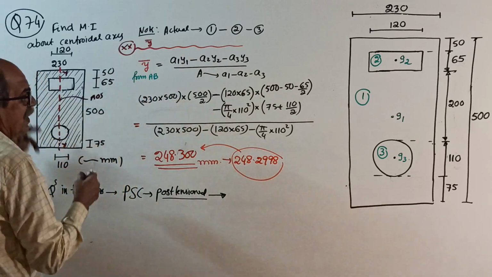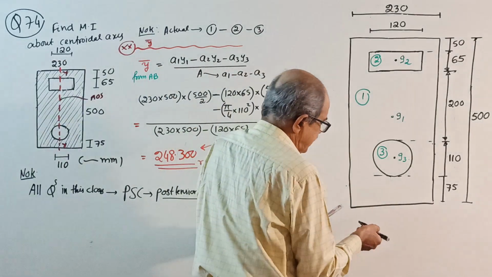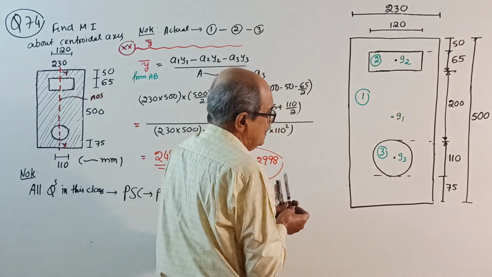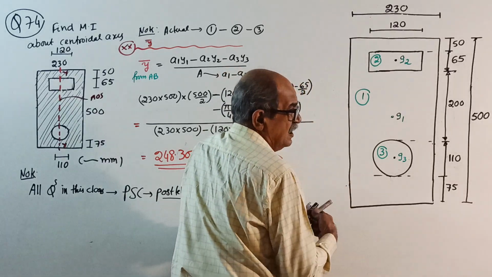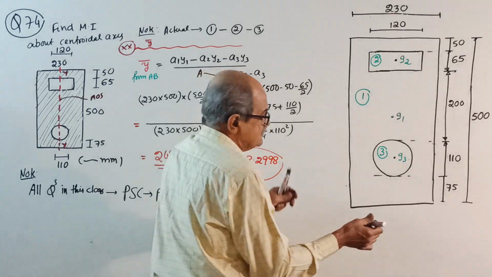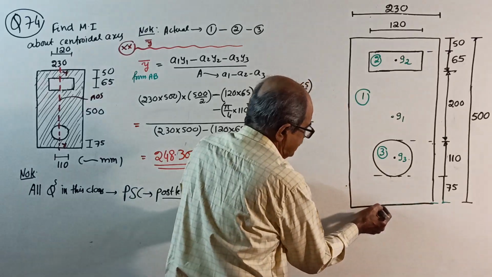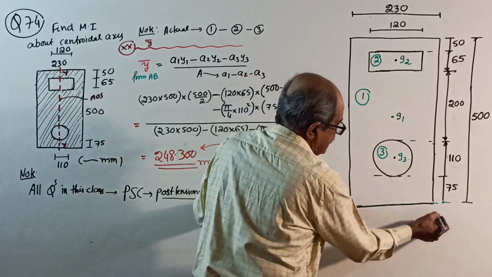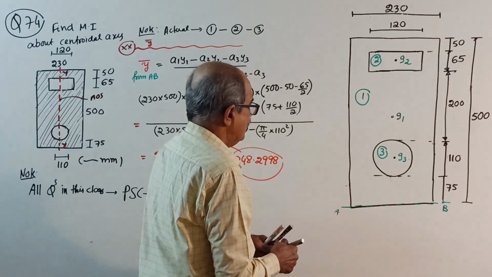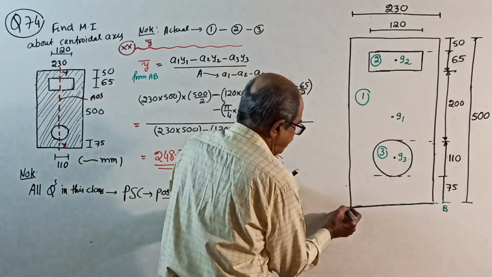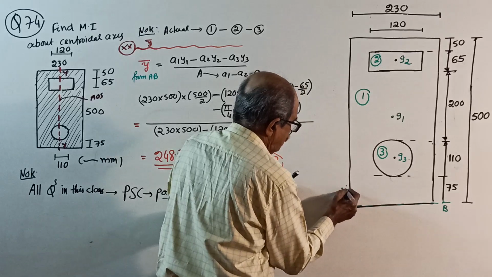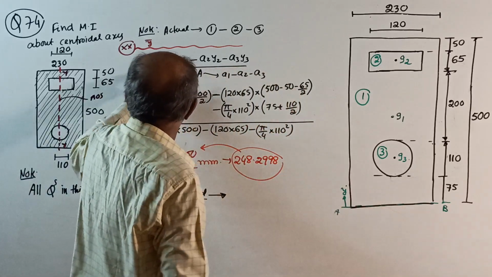For y bar, take any reference; we will take the bottom edge reference. After this question, I will solve a few more questions, exercise type. You take the bottom edge reference, AB. I usually prefer the name AB. From AB, we will take y this way. So y bar from AB.